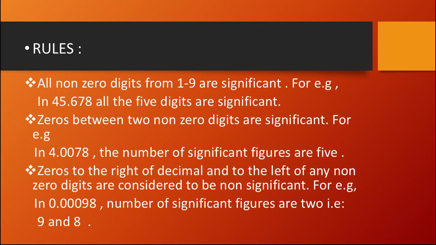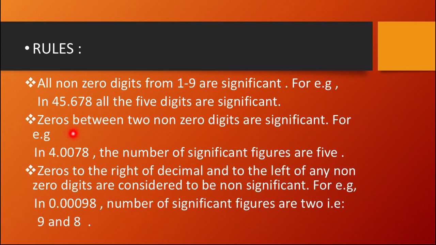Here are some rules to find out the significant figures. Rule number 1 is all non-zero digits from 1 to 9 are significant. For example, here in this example, 45.678. These 5 digits come between 1 to 9. So these 5 digits are significant.